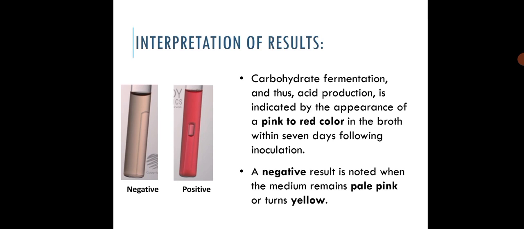This picture is showing the positive and the negative result, where carbohydrate fermentation, thus acid production, is indicated by the appearance of pink to red color in the broth within 7 days following inoculation. A negative result is noted when the medium remains pink, pale pink, or turns yellow.